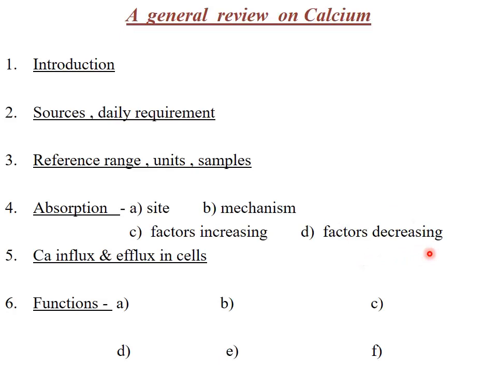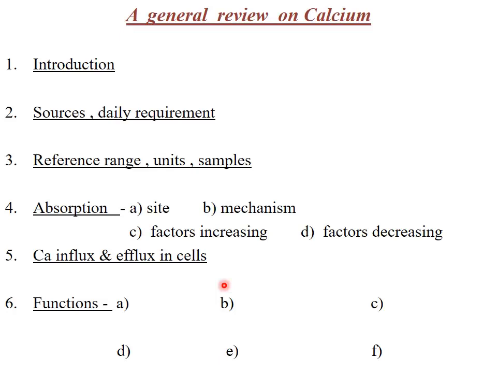Now, calcium influx and efflux in cells. How does it occur? The influx mainly occurs by the sodium-calcium exchange mechanism, and sometimes in mitochondria by the uniport system. But the efflux definitely occurs by the sodium-calcium antiport system. This is dependent on a pump, that is a calcium pump, or sodium proton ATPase pump. Besides this, there are other calcium operated channels like the voltage gated channels or second messenger operated channels.